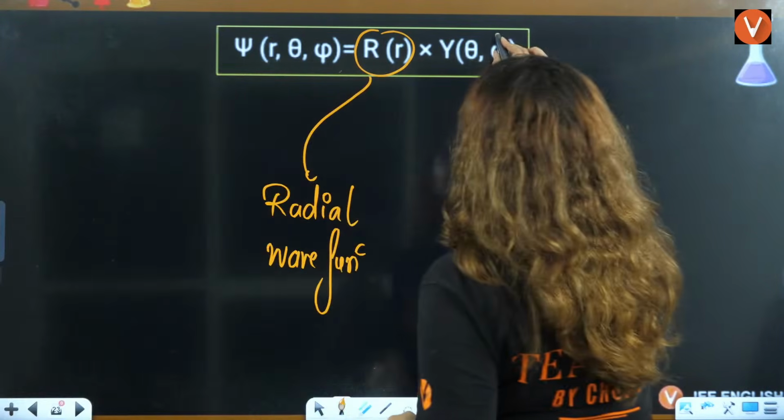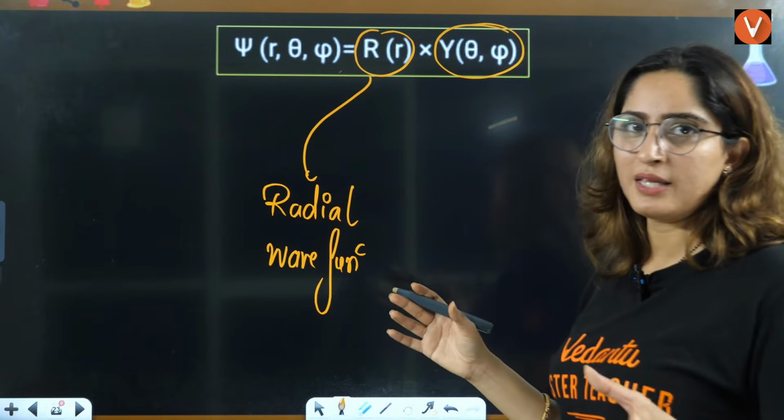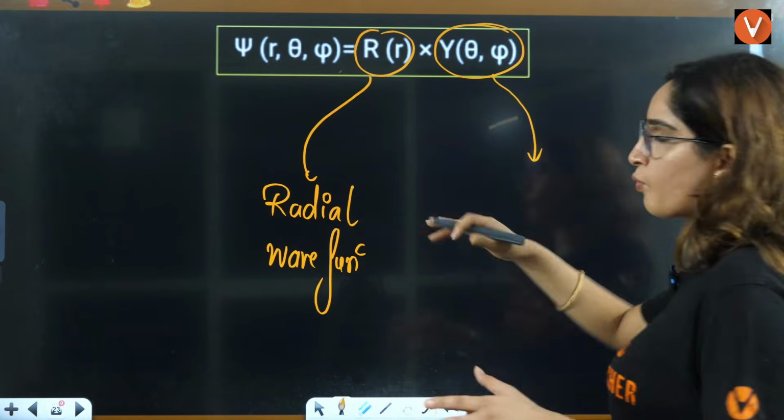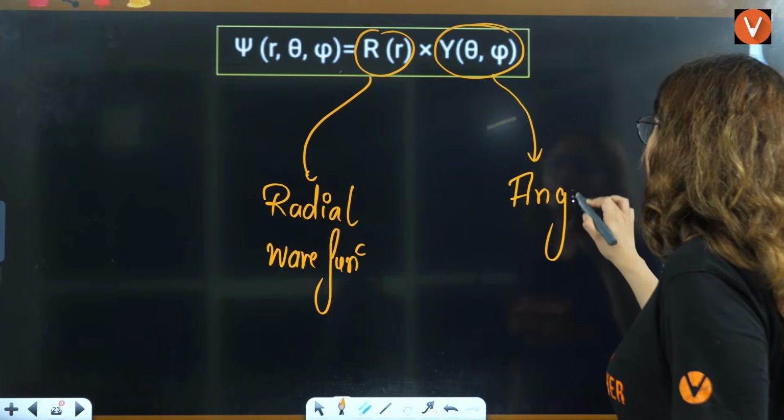Then you have theta and phi. All this is in detail in masters and BSc, right? In your syllabus, it's not that much in detail. You just need to know what are these things, right? So this is called angular wave function.